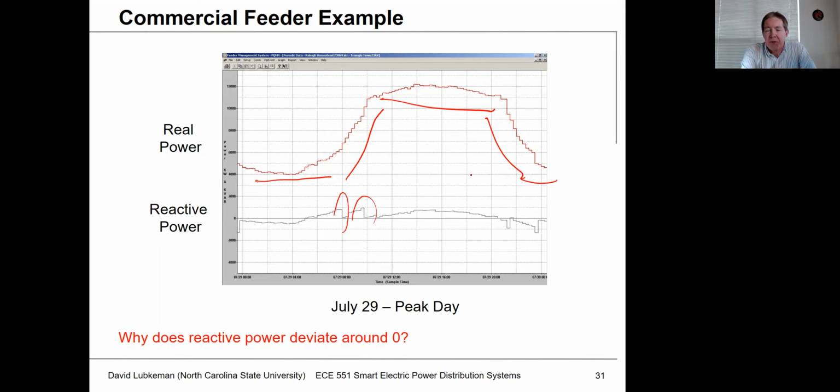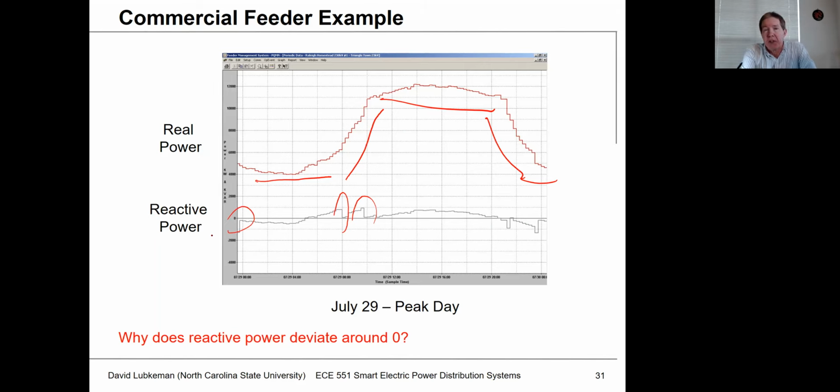This is because in this particular circuit, you have capacitor banks that are switching in and out. As these capacitor banks switch in and out, it causes this reactive load to jump as well. What the utility is doing is trying to control the capacitor banks to keep this reactive load as close to zero as they can. In other words, they want to keep the power factor close to unity.